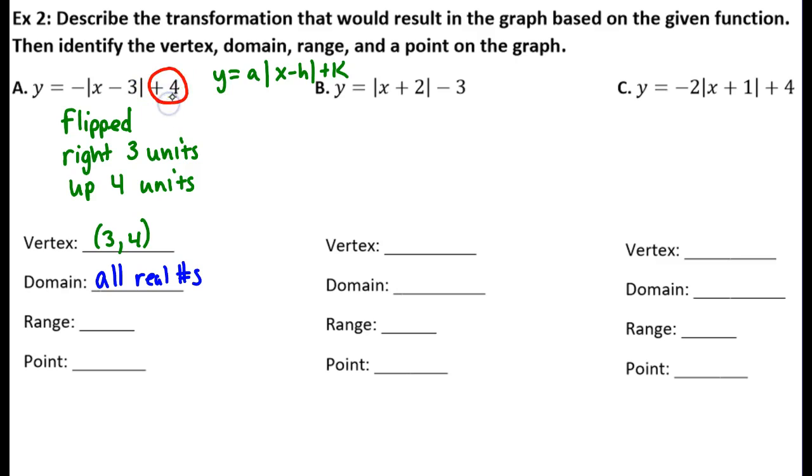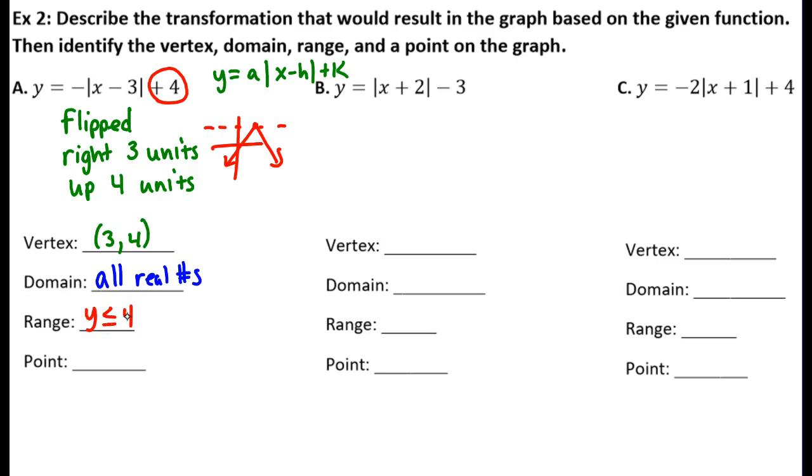Our range, so when we think about the graph, just like in vertex form, our range is going to be based on this. So if we give an idea of what this graph looks like, it's going to be flipped upside down. We're going to be shifted right 3 units and up 4. So right 3, up 4, and it's upside down. So this is what it looks like. So all of our y values are going to be below this point. Well, that y value there is positive 4, so our y values are y less than or equal to 4.